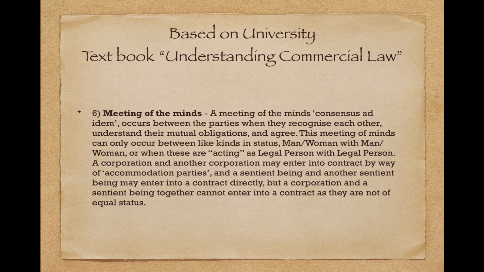The meeting of the minds can only occur between the living, but when we hop up and act as the legal person, then we become the legal person. A corporation and another corporation may enter into contract by way of accommodation parties. Listen very carefully to this. And a sentient being and another sentient being may enter into contract directly, but a corporation and a sentient being together cannot enter into a contract as they are not of equal status. So if you're going to go in as the corporation, you must go in as an accommodation party. So what you put is by accommodation.